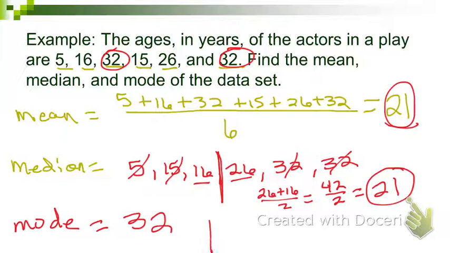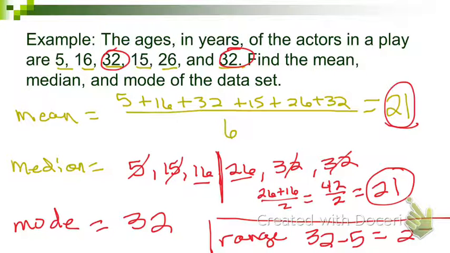And just as a side note, the range would be the range of the numbers. So you would take the highest minus the smallest. So 32 minus 5, the range would be 27. So the people's ages range from 5 to 32. They range over 27 years.